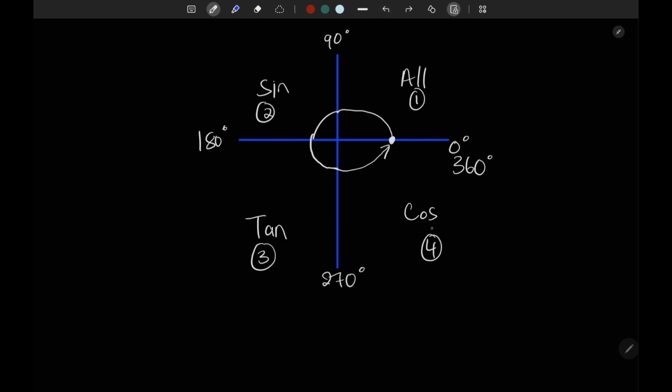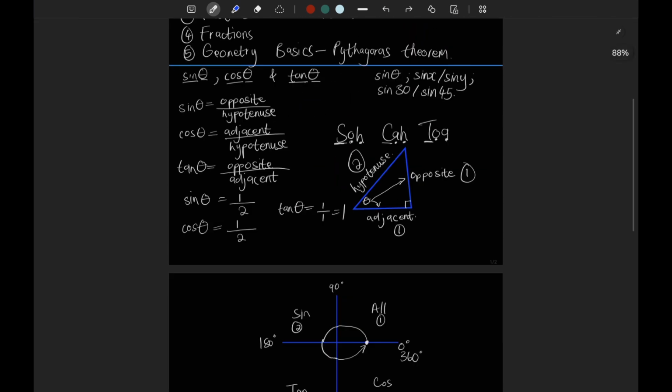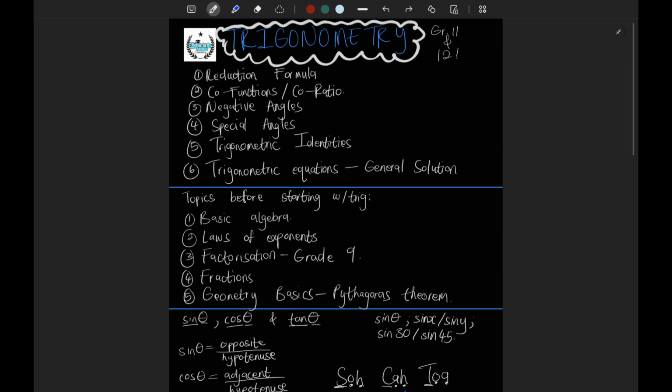Okay, let's move to the last one. In the fourth quadrant, cos is positive. However, sine and tan are negative because it's cos's quadrant. So that is the whole point of your test diagram. If you didn't understand what I meant by where your trig ratios are positive or negative, you don't have to make any notes. We'll do more examples, and as time goes on, you'll get the hang of how to use your test diagram. Now, that is what trigonometry is about. This is what you guys will deal with.